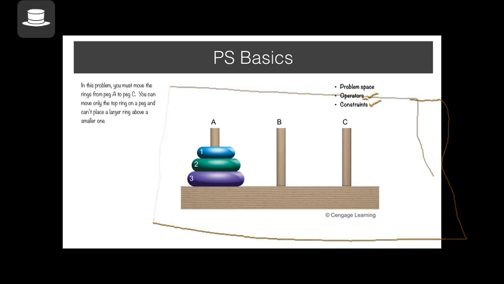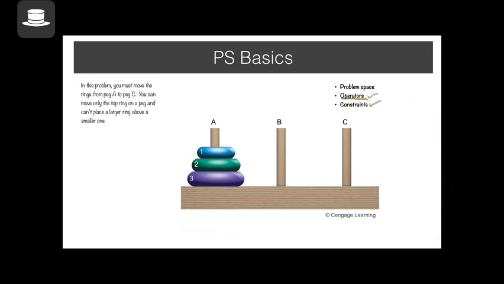Operators are things that you're allowed to do. In other words, it says that you must move the rings from peg A to peg C. Although this is an instruction, you can move only the top ring on a peg. So you can move this to the next peg. That would be an operator. Operators are the allowable processes or allowable things in a given problem.